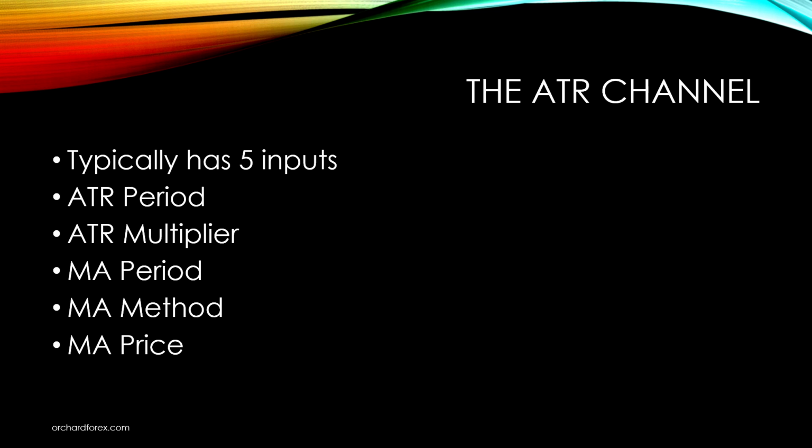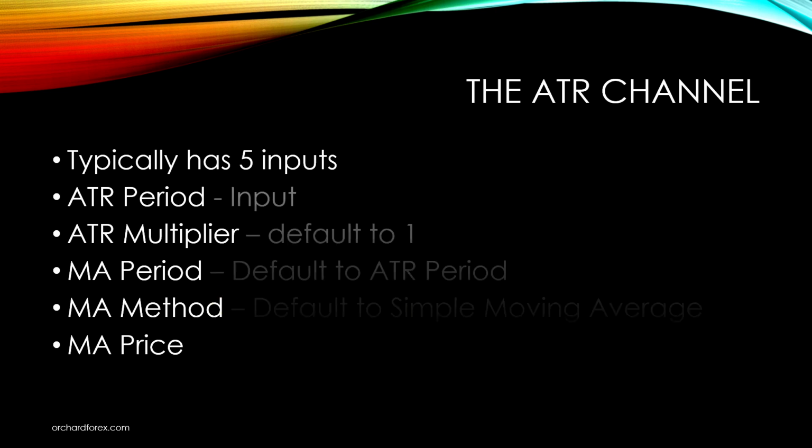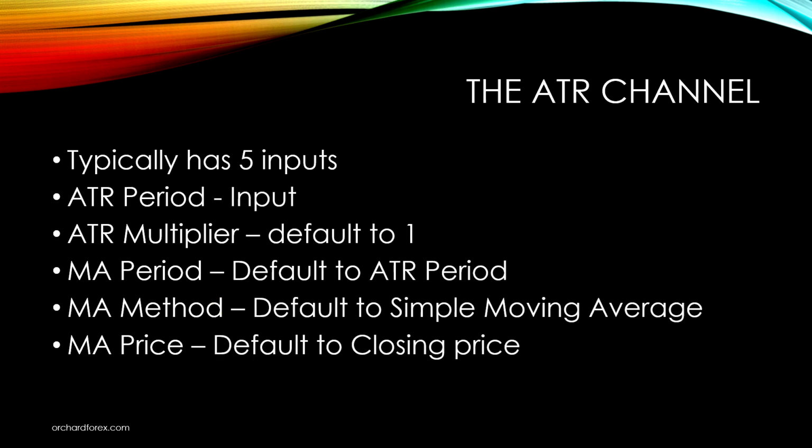For this demonstration I want to keep this simple and keep it to a single input, the same as we did for the Donchian channel. So I'm going to use some defaults. I'm going to input the ATR period, but I'm going to default the multiplier to 1. The MA period will be the same as the ATR period. The method will be a simple moving average, and the price will be the closing price. In future videos, I will add more inputs and show how we can use those.